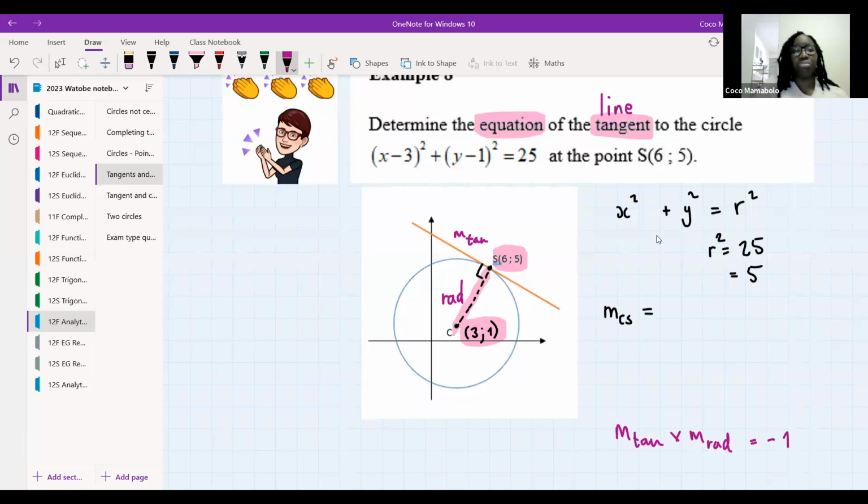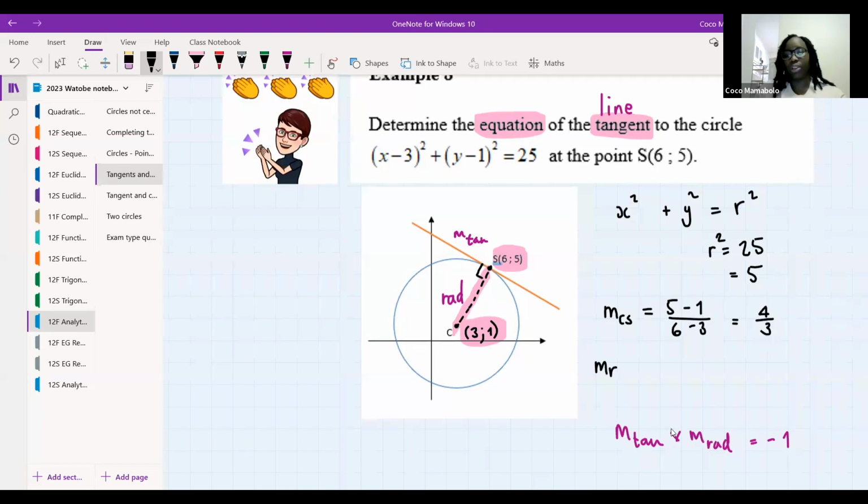And we can figure that out, right? That's quite easy. We can figure out the gradient of CS. Who can give us the gradient of CS? I see Lisa's already done it. She wasted no time at all. Now, if we calculate the gradient of the radius, I'm just going to go (5 - 1) over (6 - 3), and that is indeed equal to 4/3. That is the gradient of our radius.